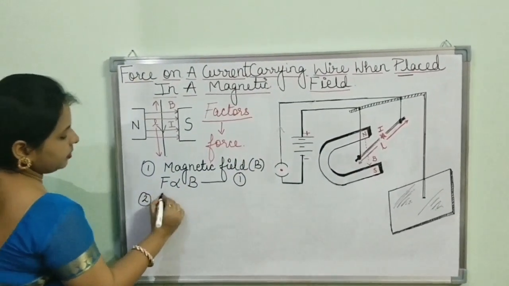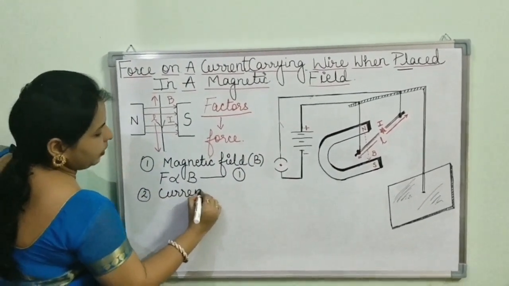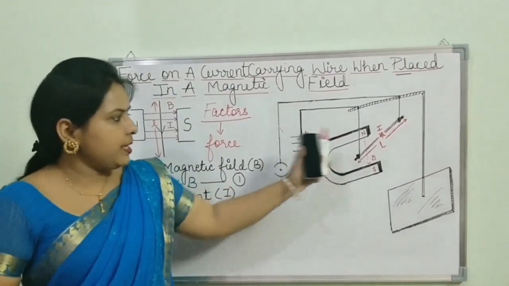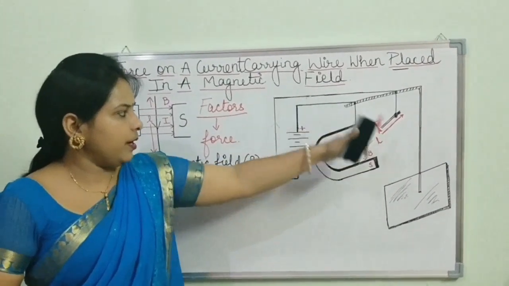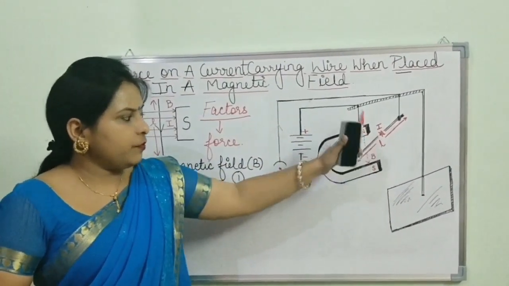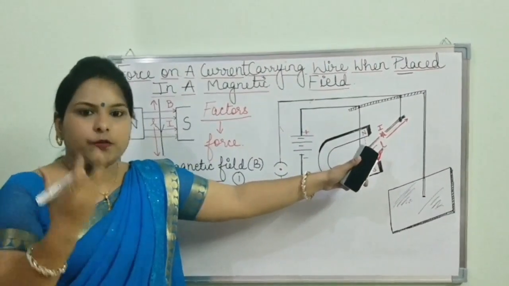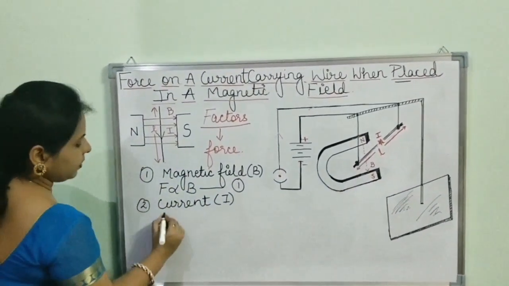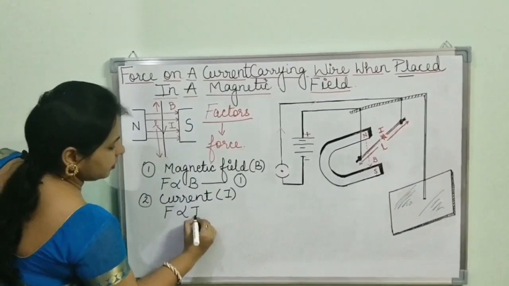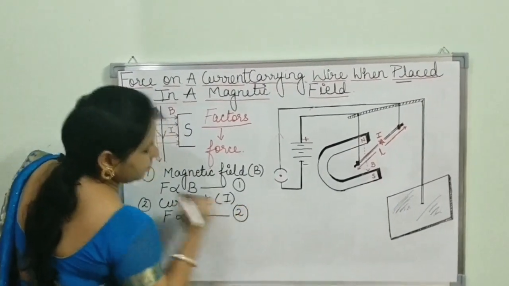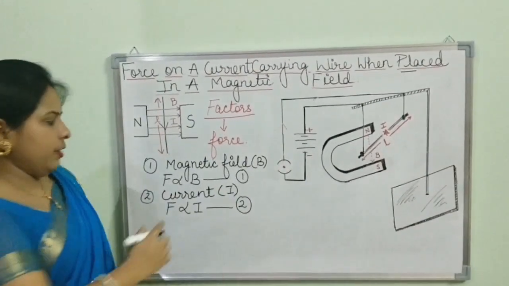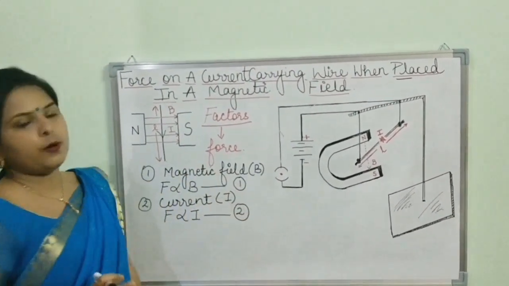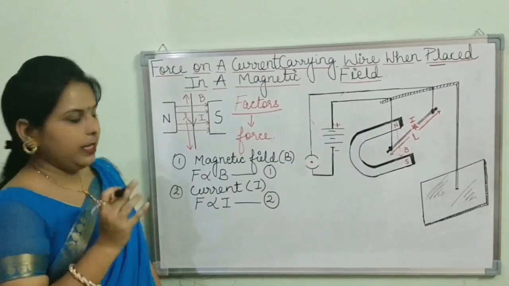Second is current flowing across the wire. If I change the amount of current flowing in this wire, what will happen? The force which is exerted on the wire will also change as per the amount of current. So the second factor that will affect the force is current. Both are directly proportional. If you increase the amount of magnetic field, force will increase. If you increase the amount of current, then also the force will increase.